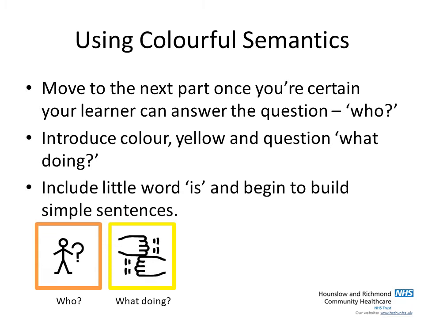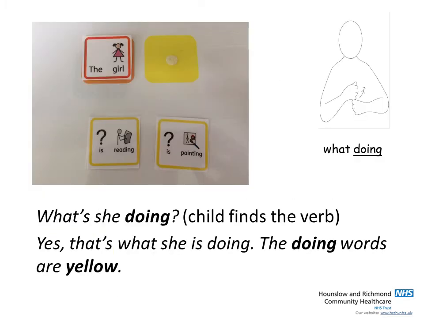So you're going to introduce the colour yellow, we're looking for yellow words, and what doing. Always remember when you're modelling the sentence to include the little word is, and make sure with the visuals that you're using that is written in front of the verb. Here's an example. So, what is the girl doing? Is she reading or is she painting? So you'd pick up the right one, for example, is painting, and put it onto the yellow frame so that we're creating a sentence that says, the girl is painting.